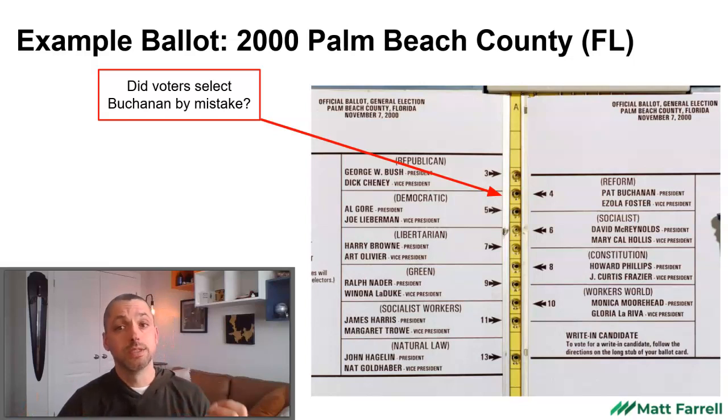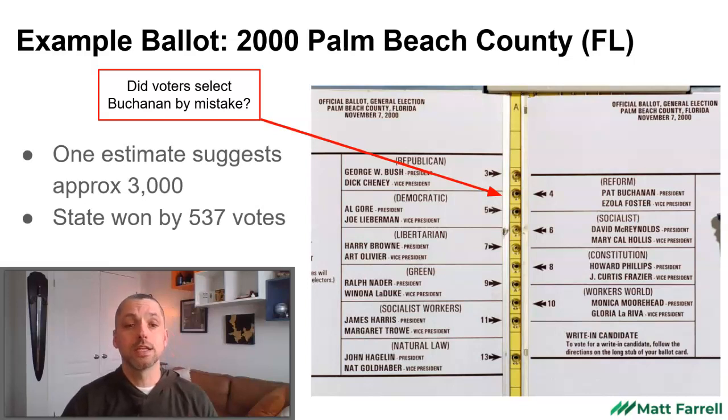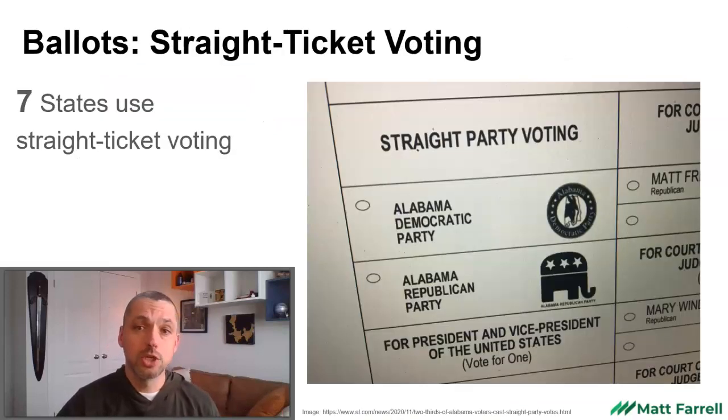Could this have been done on purpose? Perhaps. Did it affect the outcome? Well, one study suggests that yes, there were about 3,000 extra votes for Pat Buchanan that did not show up in other counties. And that is very important in a state that was won by only 537 votes. So those are just two examples of how ballot design could be used to try and confuse voters.